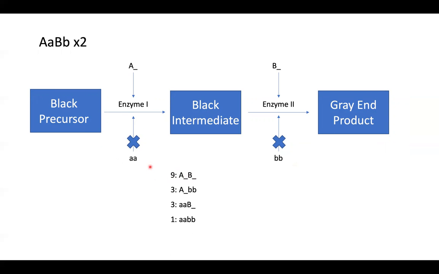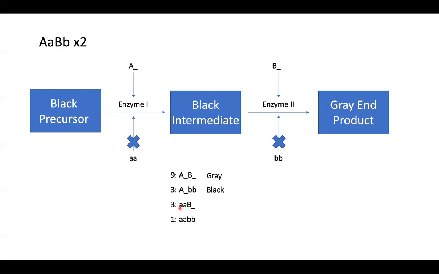It doesn't have two little a's, but it does have the big A enzyme, so it would move to the black intermediate. Well, it also doesn't have the 2 little b's, and it does have the big B enzyme, so it would move to a gray end product, which means the phenotype would be gray. Next, the 3 big A, 2 little b's. Again, you start at the black precursor. It doesn't have 2 little a's, but it does have the big A enzyme, so it moves to the black intermediate. Well, this does have 2 little b's, which means it can't move to the end product, and it has to stay at the black intermediate, so the phenotype is black.